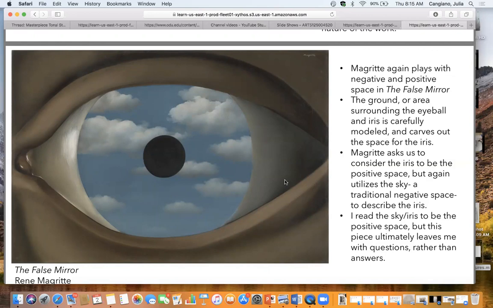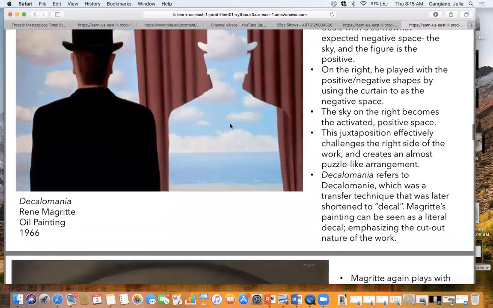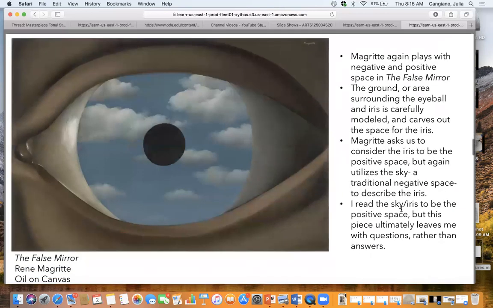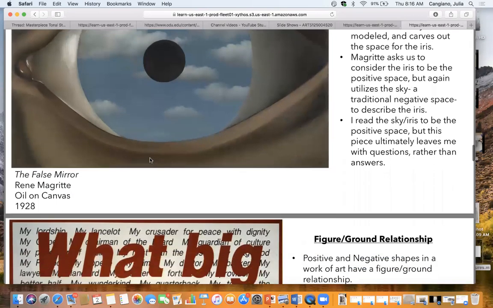So he's asking us to imagine that the sky is now the active positive space, where it's usually the background. And so obviously he's doing a similar thing here. And I read the sky/iris as the positive space, but I think the piece ultimately leaves me with questions rather than answers, which I think is a pretty good summation of that.